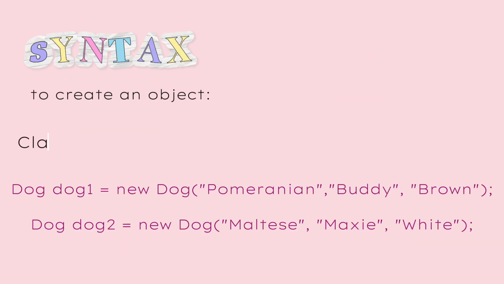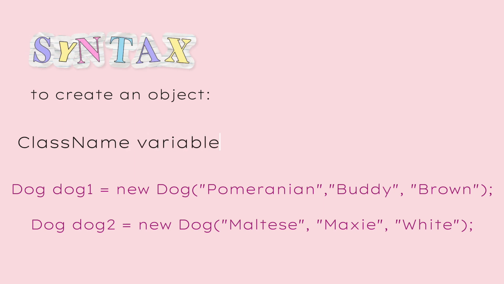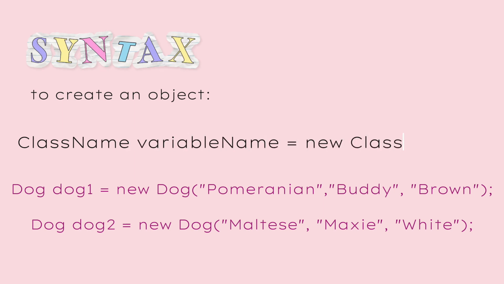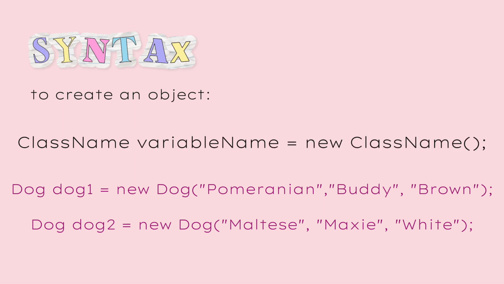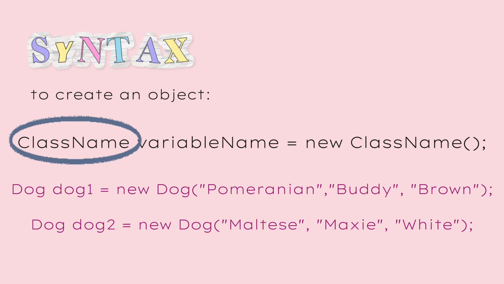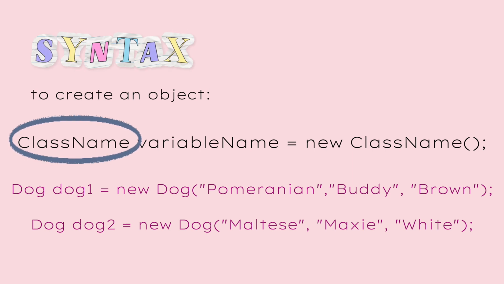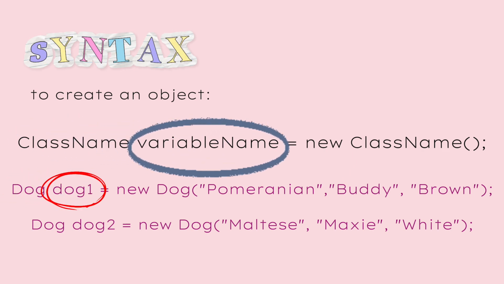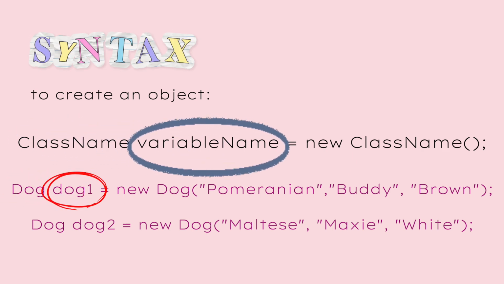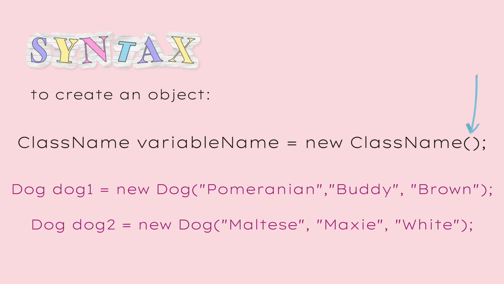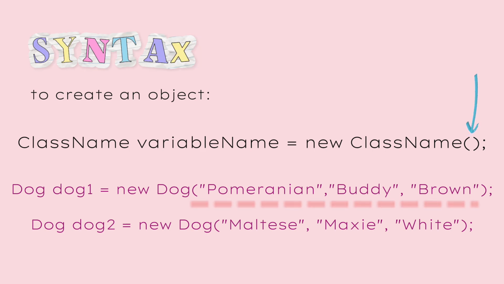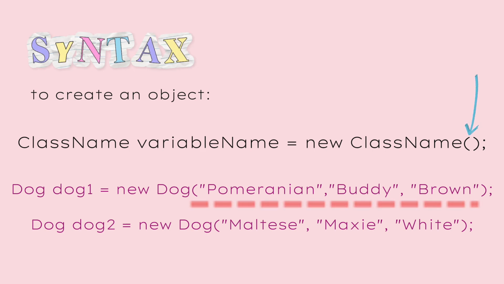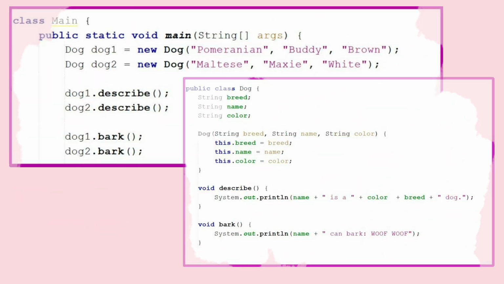Now, to create an object, we use the syntax: class name, variable name equals new class name, and open and close parentheses with a semicolon at the end. Class name is the name of the class that the object will be referencing, which is in this case the dog class. And variable name is any name that you want to give the object. Meanwhile, the parentheses can be left empty or can have something inside them depending on what you create in your class.